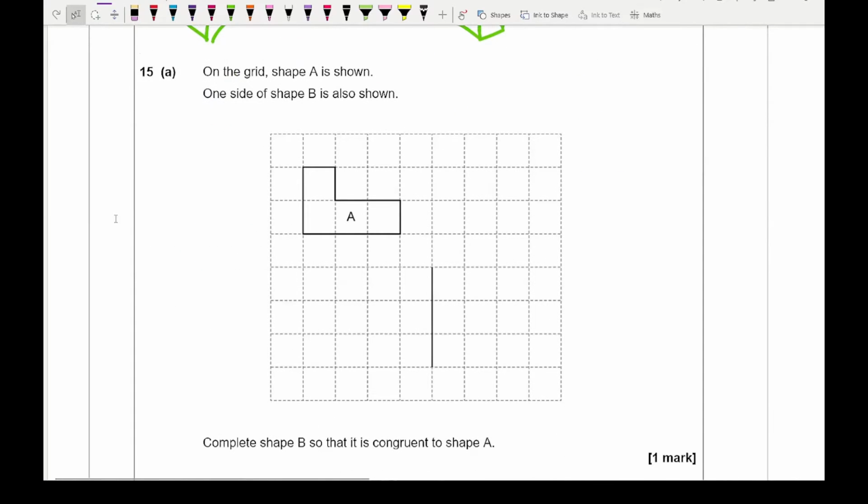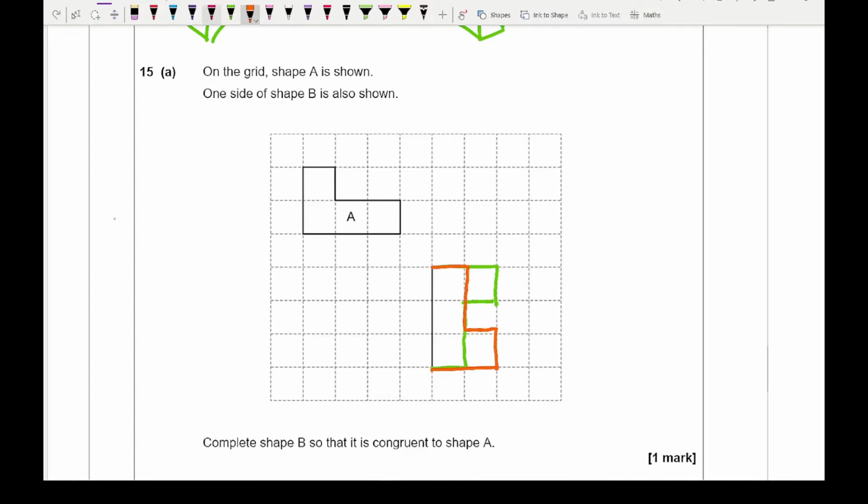For 15a, it says on the grid shape A is drawn, one side of the shape B is also shown, complete shape B so that it's congruent to shape A. Now there's different variations of which you could have for this. So you could have, and again making sure that you're using a ruler, so that will be one variation. Another variation could be this. And I think they're the only two.